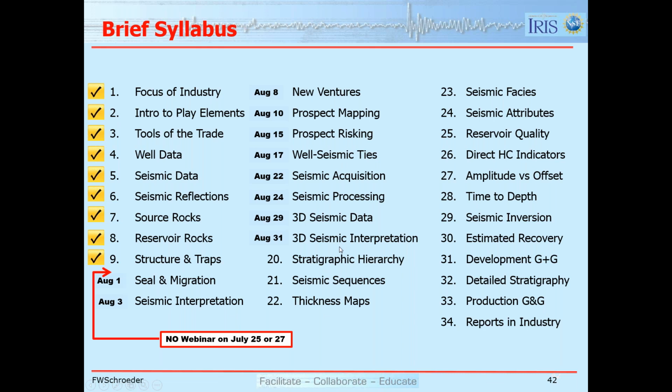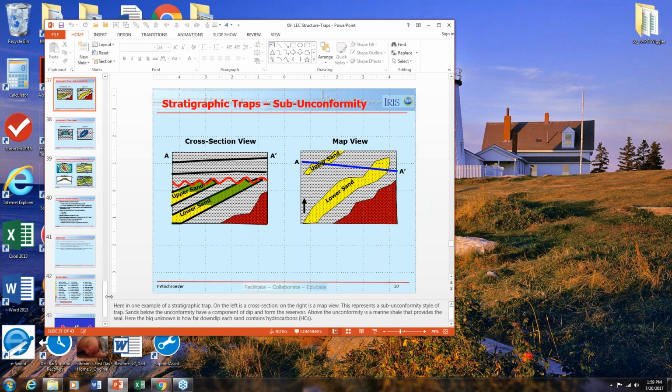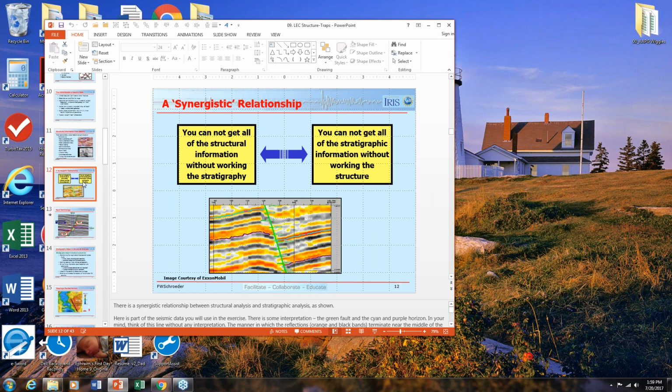Is there any special reason for marking troughs in the middle and peaks on the top of the reflector as in slide 12? Let me go to 12. The quick answer is no. Slide 12.